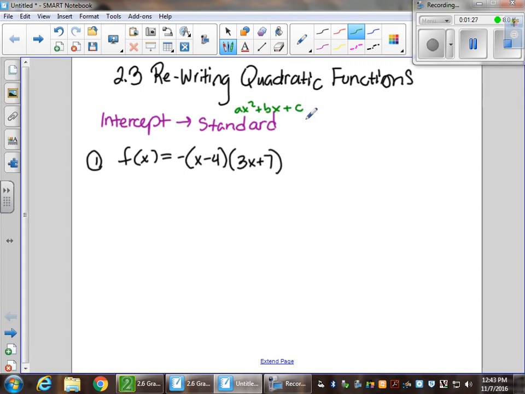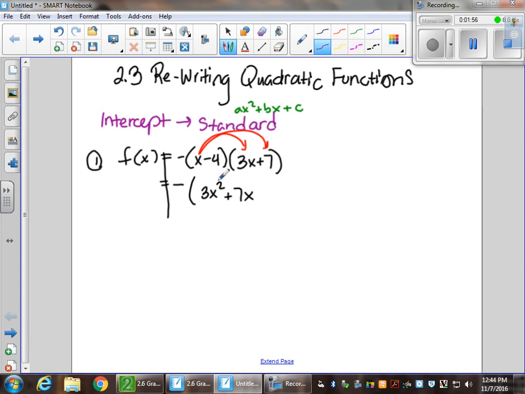To accomplish that goal, we are going to first distribute out these two factors. So leave negative 1 that's out front alone. That's going to just chill out front for a little bit. Negative is going to stay. And we're going to use our arrows to distribute. So x times 3x is 3x squared. X times a positive 7 is plus 7x.